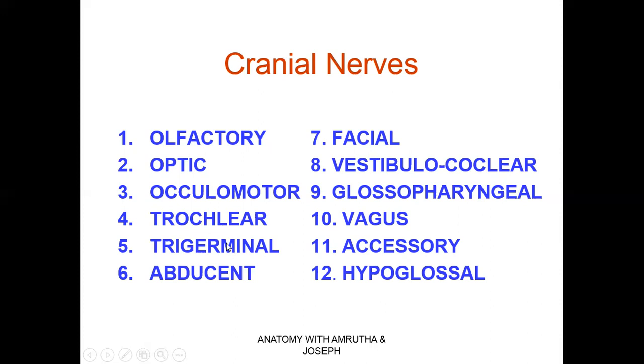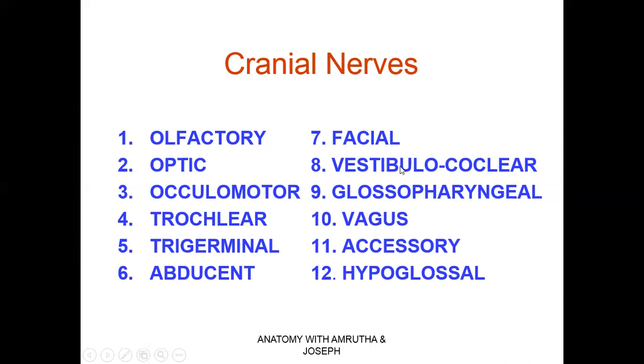Trigeminal nerve, which is the fifth cranial nerve, has three major divisions. That is why it is called trigeminal nerve. Abducent nerve, again, is going to supply the eyeball. So there are three nerves which go to the eyeball for its movements: oculomotor, trochlear, abducent. They can move the eyeball. The seventh one is the facial nerve, which mainly supplies the face muscles.